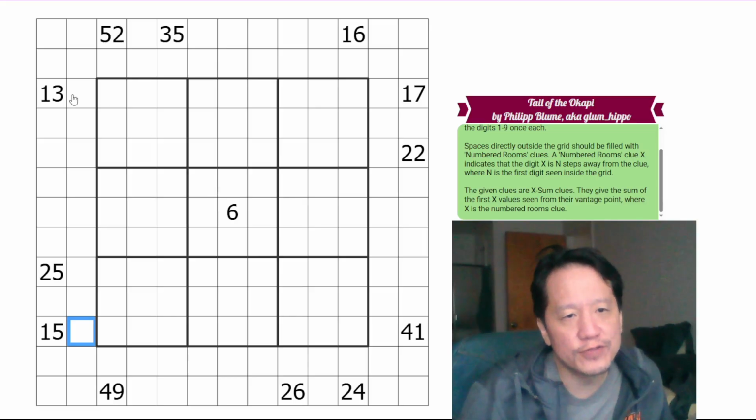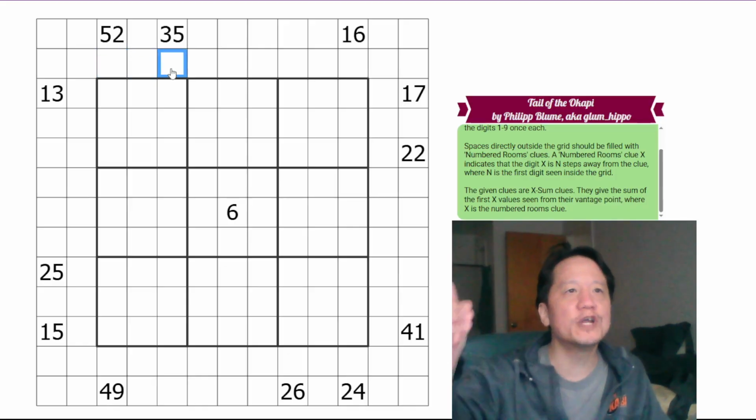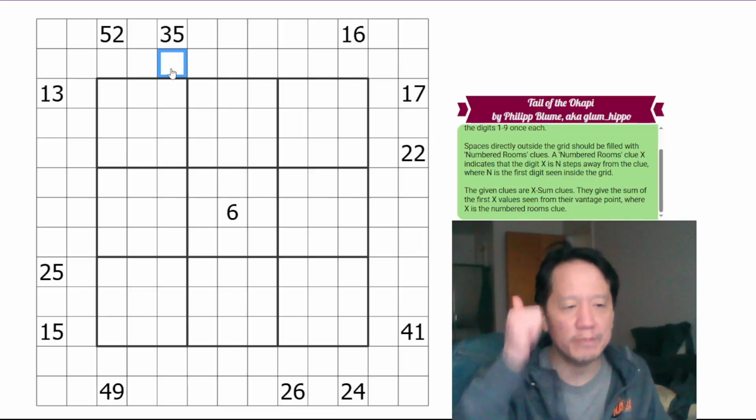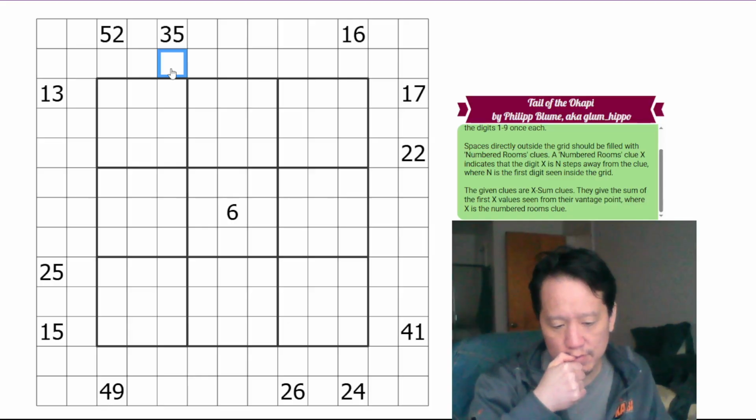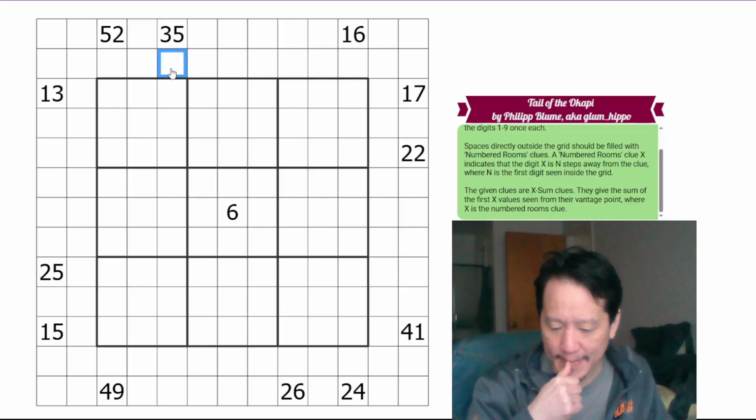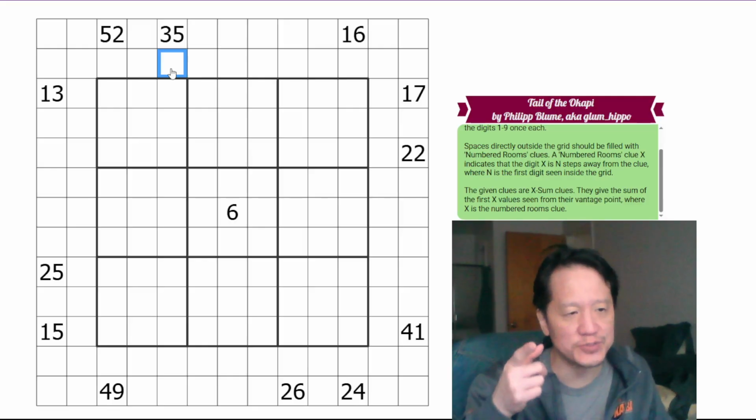So for 13, the minimum. So for any number, well, okay. So for 20 and under, the minimum is 3. What is the maximum? Well, let's just keep looking at minimums.